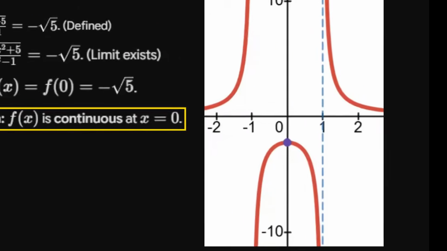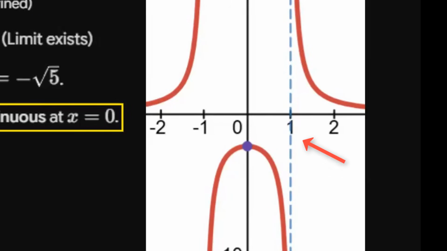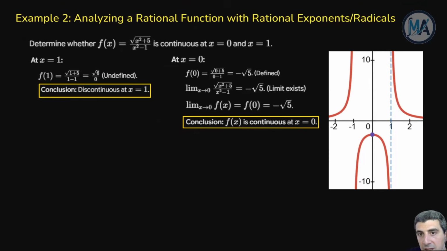Here's the graph, and you can see the vertical asymptote at x equals 1, which is where we had a discontinuity, and you can see that the function is continuous at x equals 0. Now, here's the thing. You can't just say the function is continuous because look at the graph. That's not going to be sufficient. You have to use this three-step process.